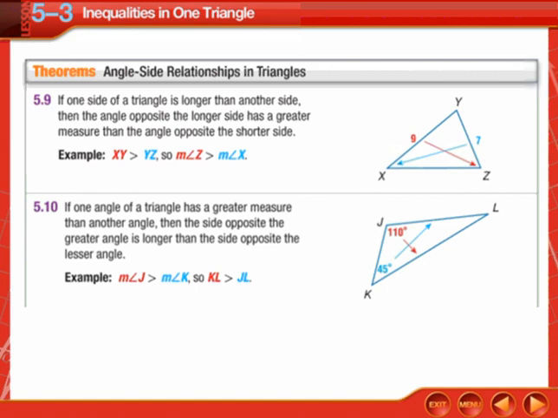Now we're going to discuss some relationships between angles and sides in triangles, and we're going to have two theorems. One is just really the converse of the other one. They both describe the same relationship. Before we actually state these theorems, let's look at a triangle.